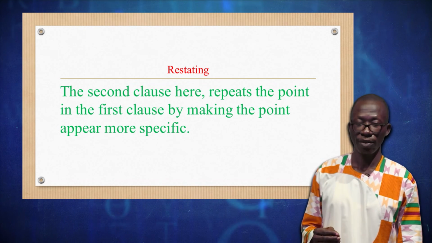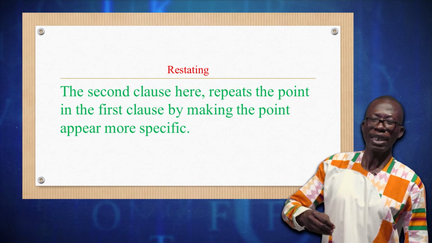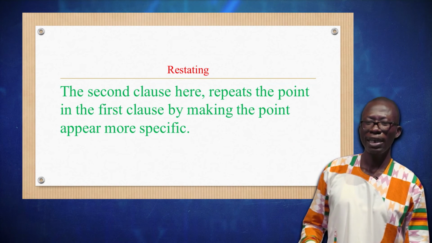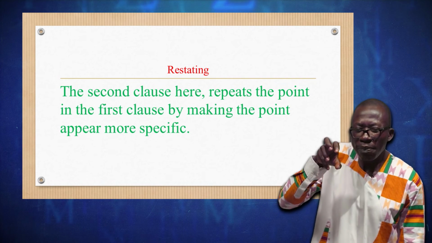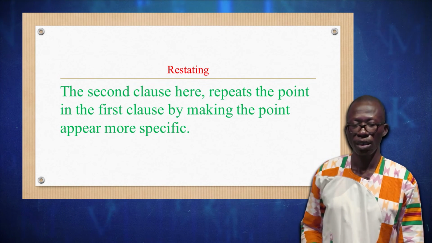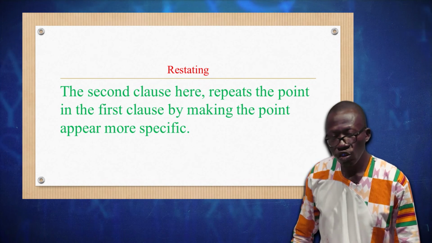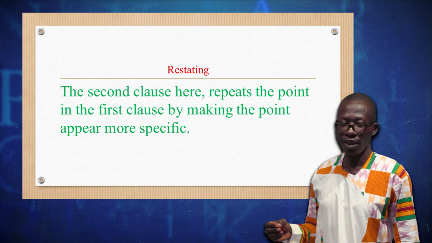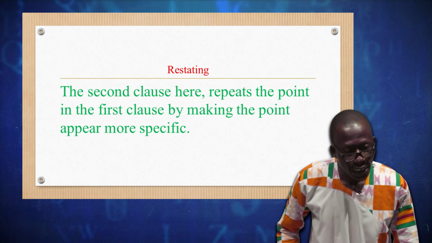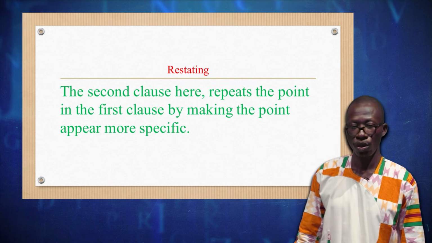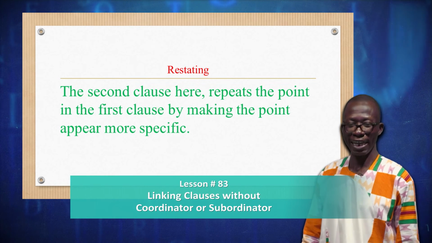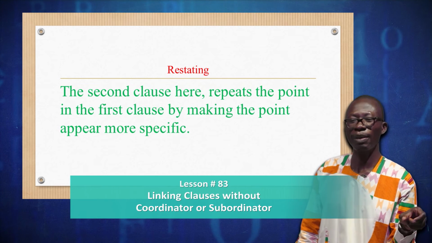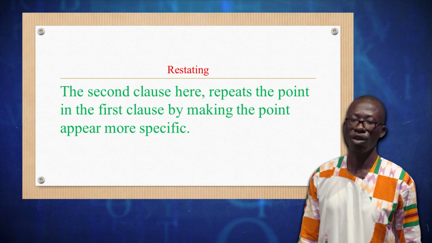So in restating, the speaker repeats the point made in the first clause in another way to bring out the specific message that is most important to the speaker. So it's more of repetition. But you're not repeating exactly what is being said in the first clause. No. The idea, the point you want to make, you bring specifics in your second clause.